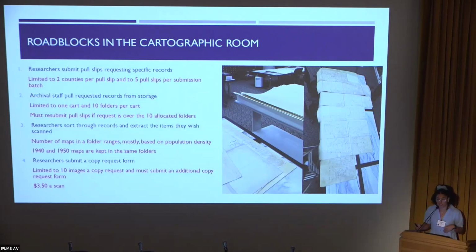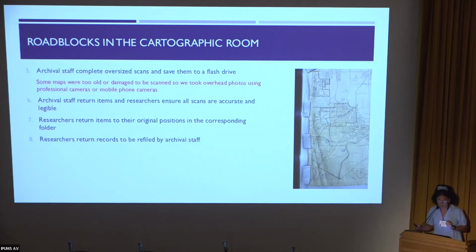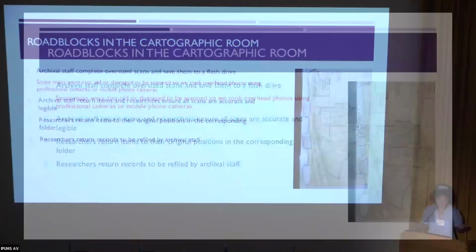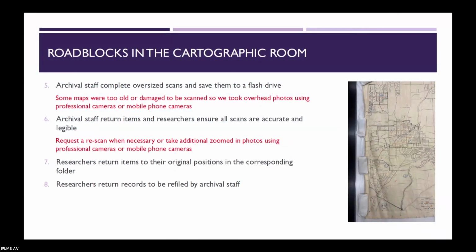And then you were limited to 10 scans per a set, and scans cost $3.50, which adds up, I'll just say that. So then with the maps themselves, sometimes they were too old to actually scan and we had to take overhead pictures, reducing their quality, or they couldn't be scanned, and sometimes rescans had to happen, so it was kind of a back and forth process from time to time.